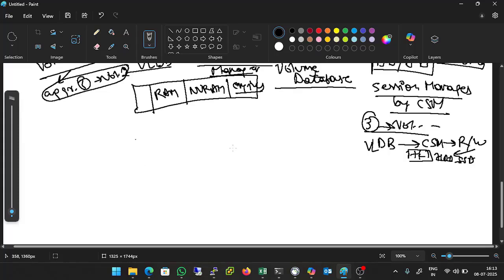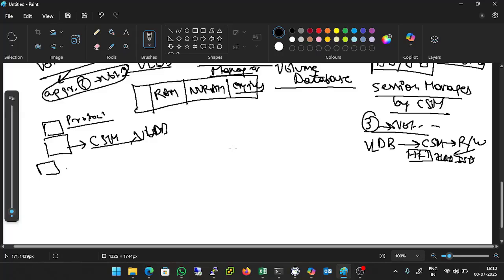So what exactly happens in this layer is, whenever data comes to the network part, that is my protocol part. Secondly, it comes to the CSM and VLDB part. Thirdly, it will come to the third layer, that is RAM or NVRAM or engine. After processing the protocol and CSM second layer, my data goes to the RAM. What RAM does is hold the data for a certain time.